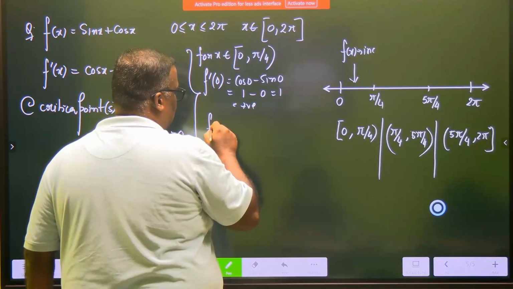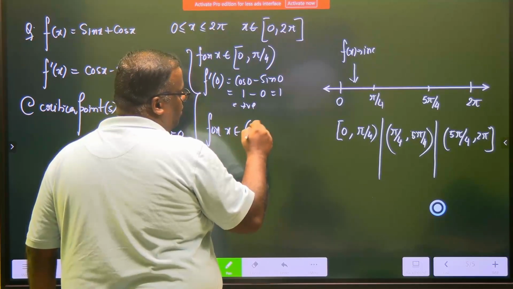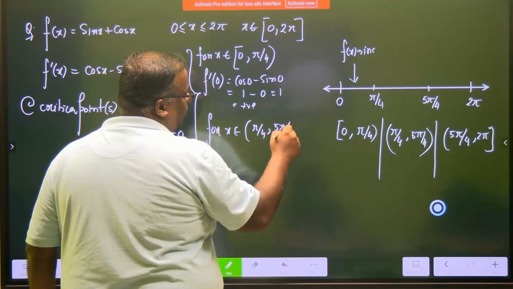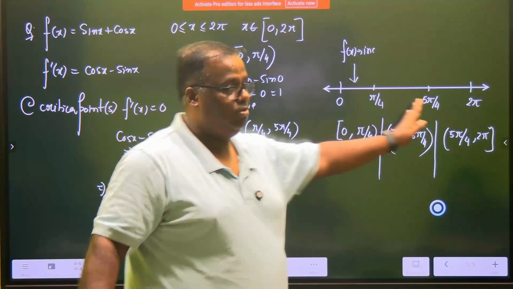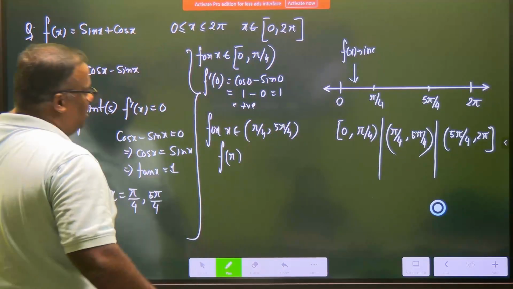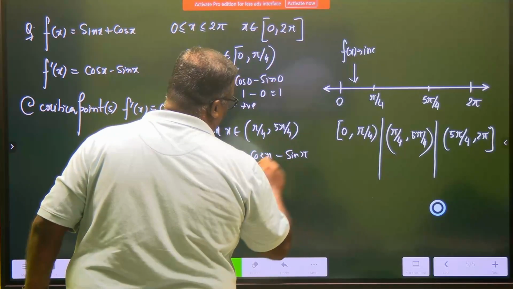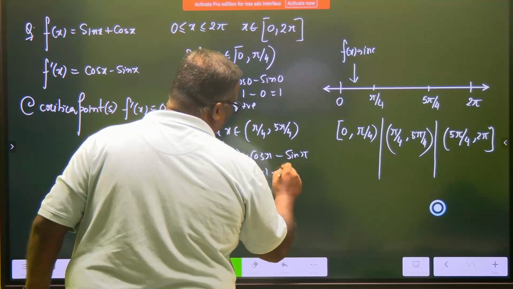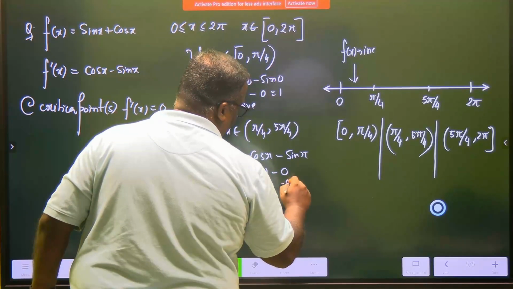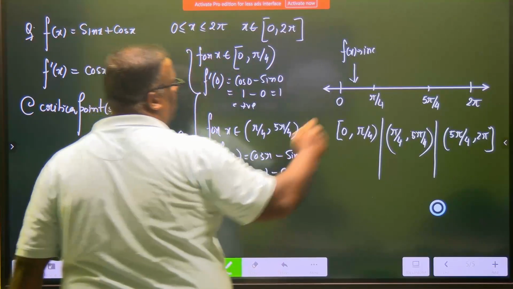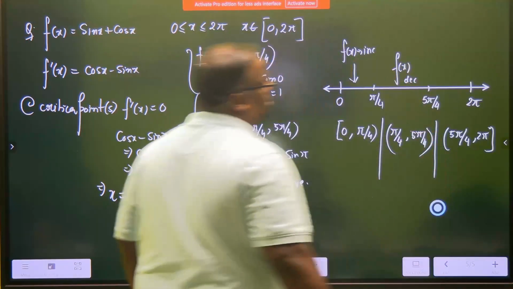Okay, pi by 4 to 5 pi by 4. So for x belonging to pi by 4 and 5 pi by 4, let's say we take f dash of pi, since pi is already inside 5 pi by 4. So we write cos pi minus sin pi. Cos pi is minus 1, sin pi is 0. So we get minus 1, which is negative. So what happens to f(x) here? f(x) is decreasing in this interval.